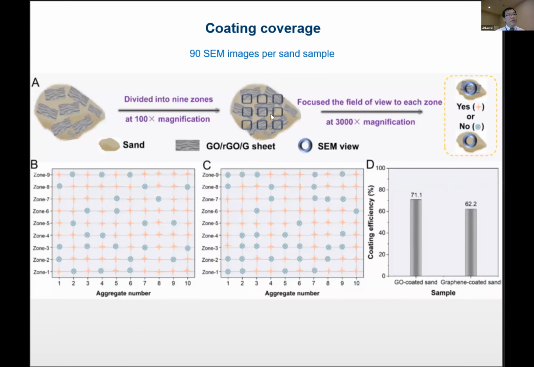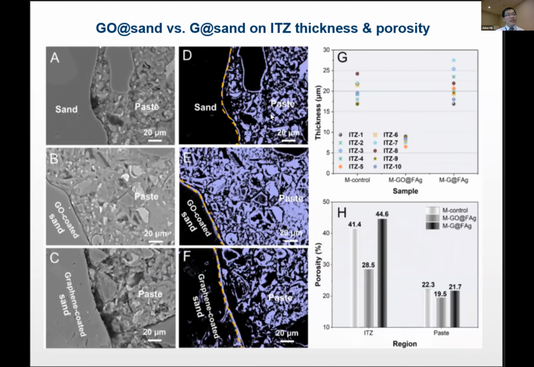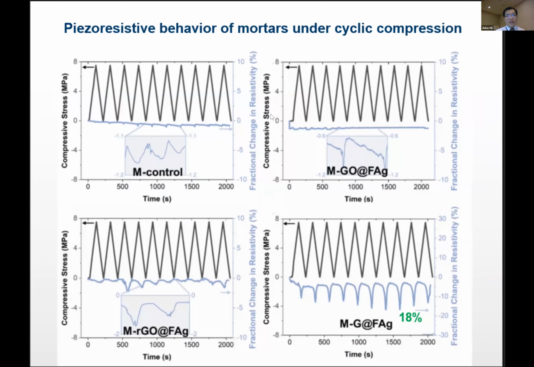We also examine the coating coverage under the microscope. I won't go into details, but roughly for graphene oxide, about 71% of the surface area is covered, and for graphene it is about 62%. And then again, there are some changes in flowability and mechanical properties, not as critical, but we're getting some side benefits in terms of reducing water absorption. Again, ITZ thickness is changed. We also look at how curing and drying would affect things.